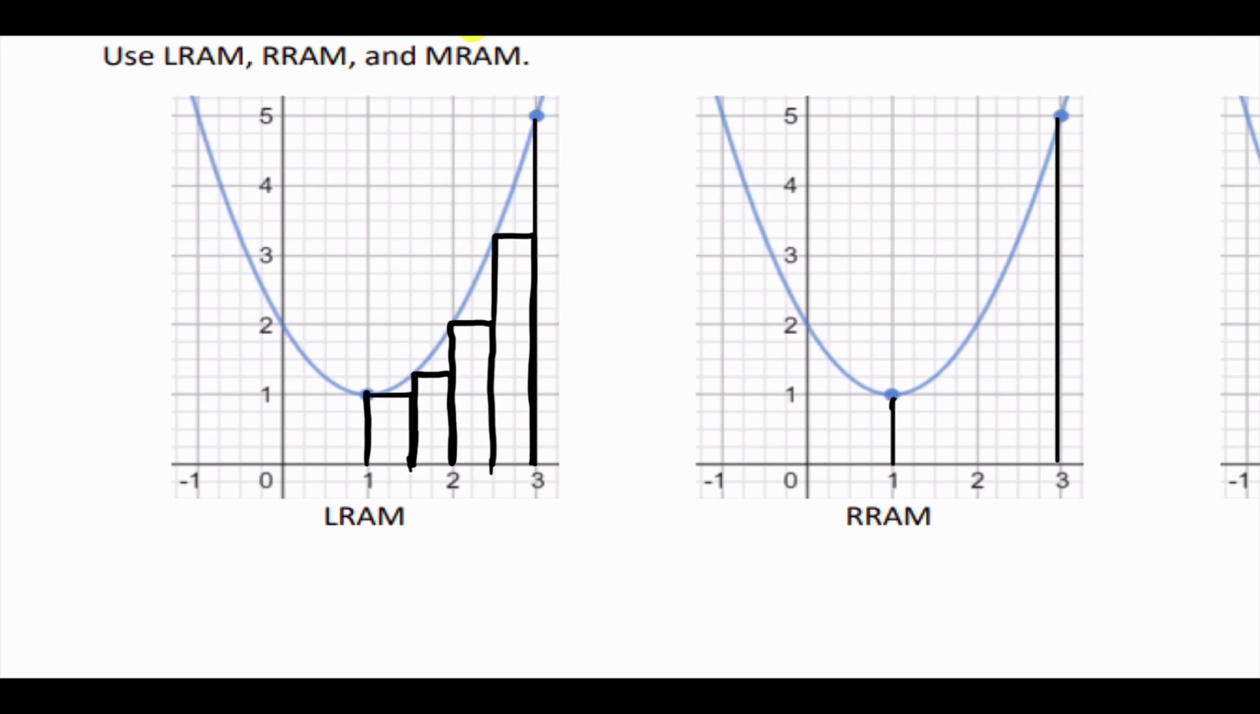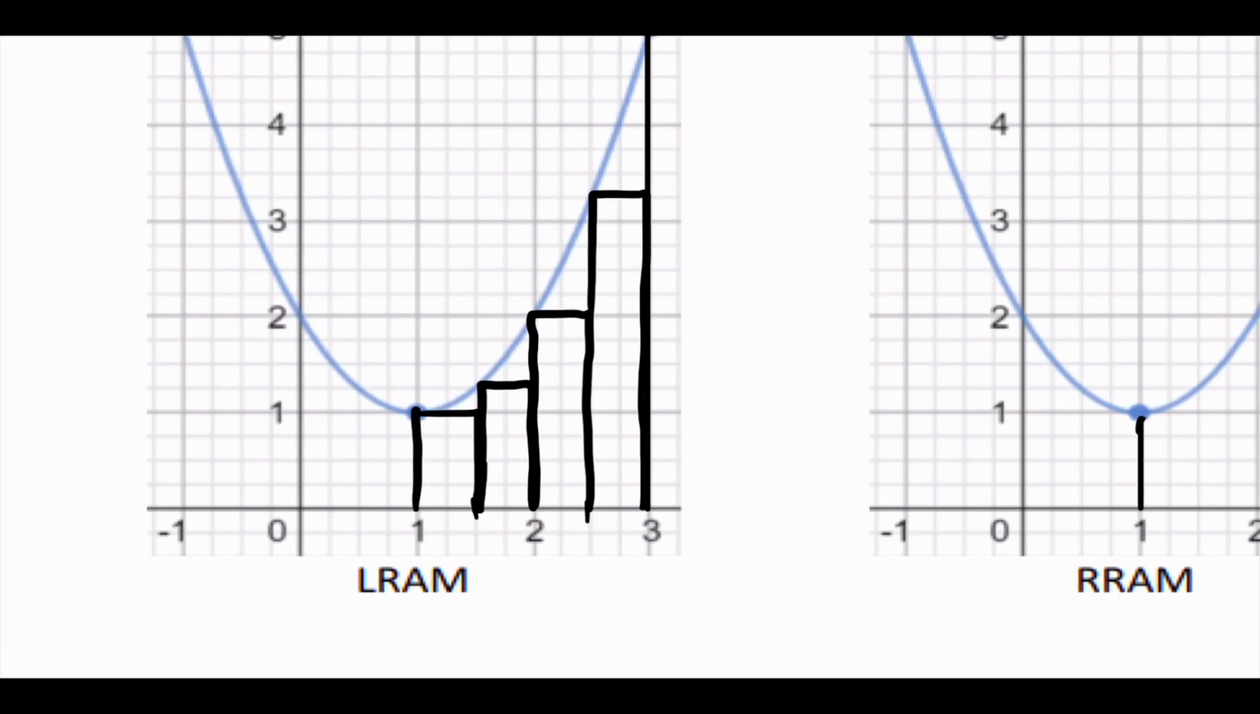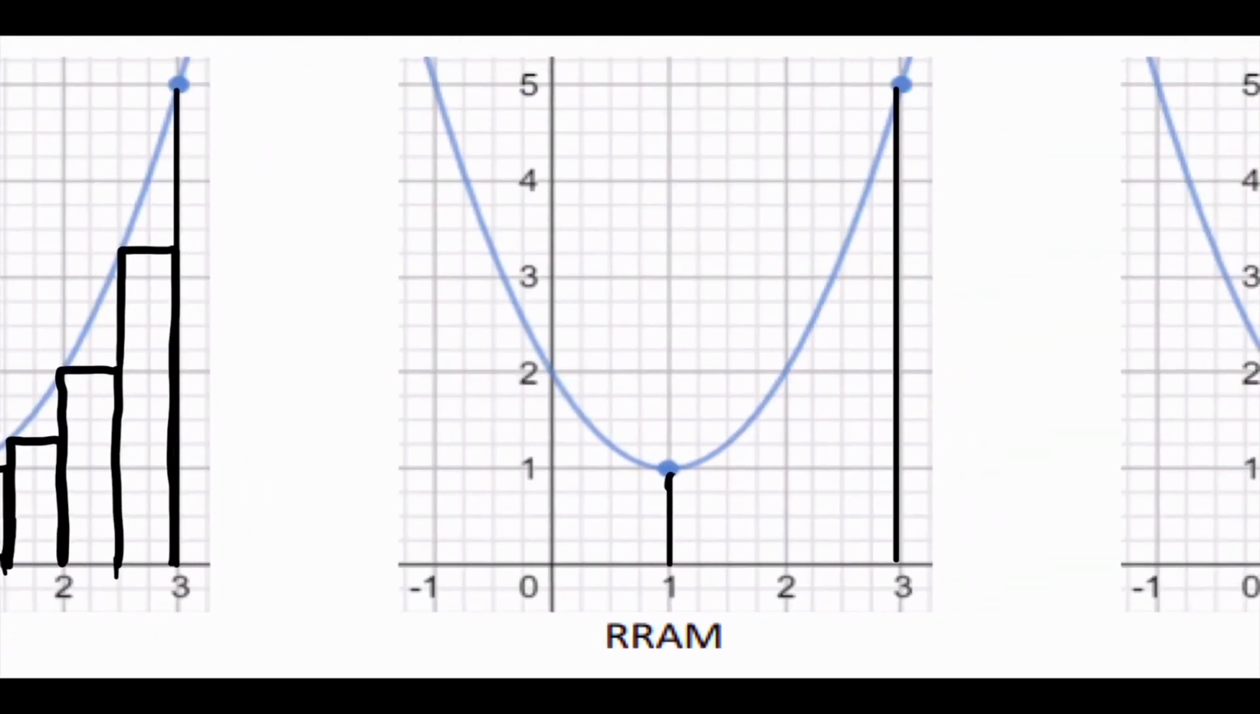RRAM. So RRAM means the rectangles have to touch on the top right. So I'm not going to start on the left side. Before, with LRAM, I started on the left side of the first rectangle. Now I'm going to start on the right side of the first rectangle. So I'm actually going to start at 1.5 and go up until I touch the blue, stop. This time I'm going left and down.